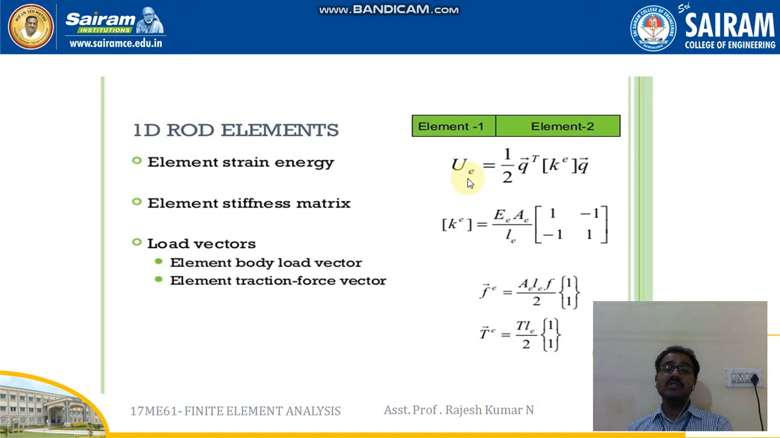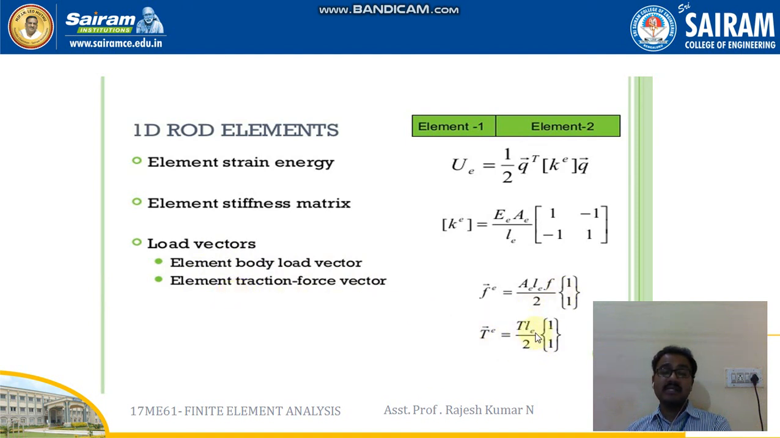Usually strain energy is denoted with U and e for the element. So element strain energy is equal to 1 by 2 Q transpose Ke Q, where Ke is the element stiffness matrix. And the element stiffness matrix for a 1D rod element is Young's modulus into area divided by length of the element, times the matrix [1 -1; -1 1]. This derivation was already discussed. Then moving to the load vectors, the element body load vector and the element traction force vector.